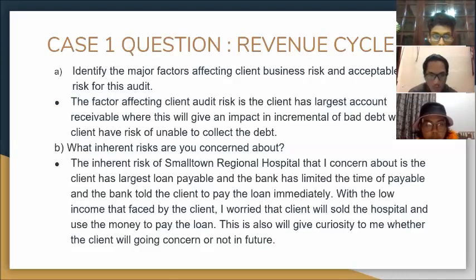Next is, what inherent risk are you concerned about? The inherent risk for the small town regional hospital that I am concerned about is that the client has the largest loan payable, and the bank has limited the time of payment and told the client to pay the loan immediately. With the low income faced by the client, I worry that the client will sell the hospital and use the money to pay the loan. This also makes me curious whether the client will remain a going concern in the future.